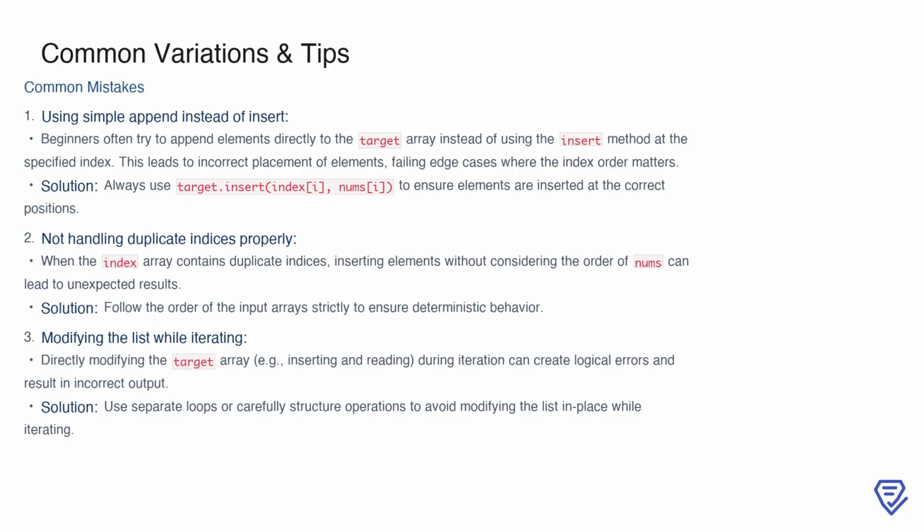Next, it's important to handle duplicate indices properly. If the index array contains duplicates, the insertion order of nums must be strictly followed to ensure deterministic behavior. Neglecting this can lead to unexpected outputs. Additionally, modifying the target array while iterating over it can cause logical errors. For example, inserting elements while simultaneously reading from the same list can disrupt the intended sequence. To avoid this, you should use separate loops or carefully structure the operations to prevent in-place modification during iteration.